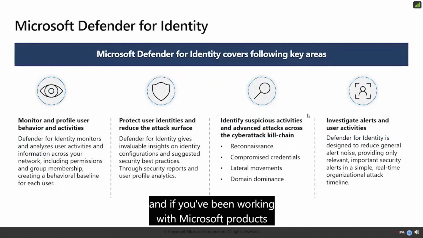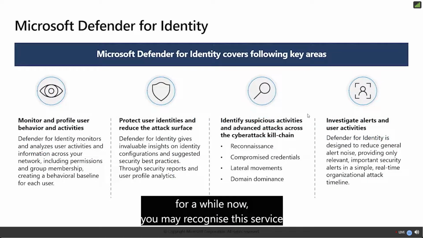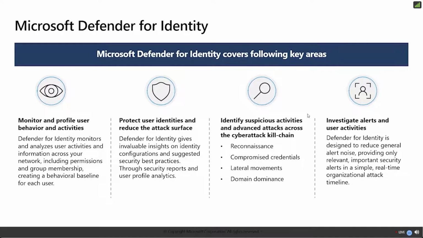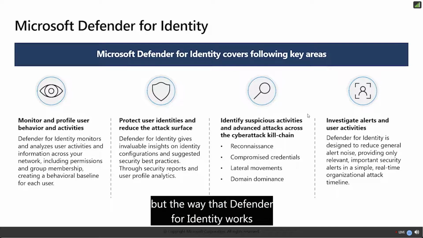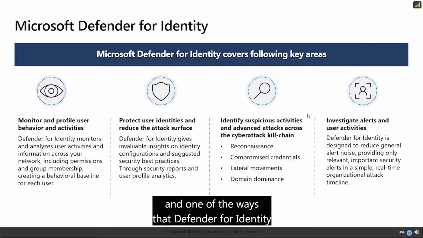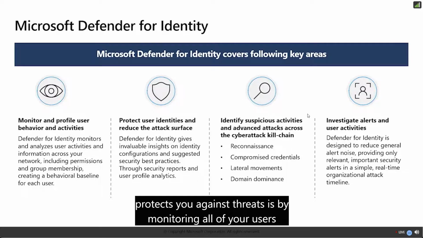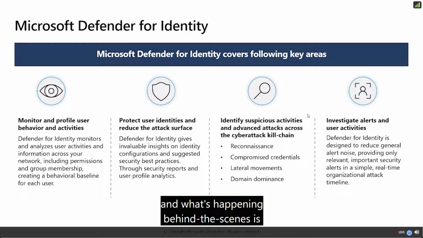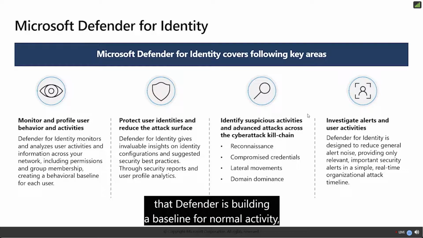And if you've been working with Microsoft products for a while now, you may recognize the service as Azure Advanced Threat Protection, or Azure ATP. But the way that Defender for Identity works is that it's using your Active Directory data to constantly scan your environment and look for those threats. And one of the ways that Defender for Identity protects you against threats is by monitoring all of your users and their day-to-day activities. And what's happening behind the scenes is that Defender is building a baseline for normal activity.